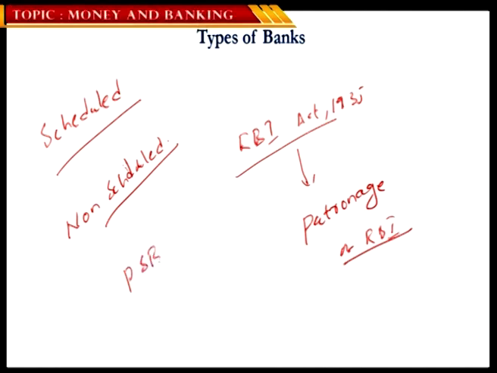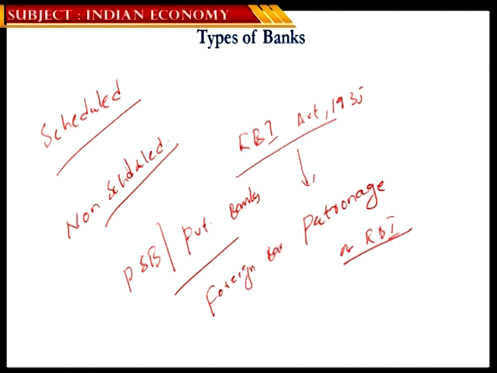Similarly, when it comes to the ownership of the banks, we again segregate the banks into public sector banks, PSBs, then private banks, and then foreign banks. Foreign banks are those banks which set up their branches or their 100% subsidiaries within India. If you look at public sector banks, recently because of the merger of a lot of banks, you might be aware that there are almost 20, isn't it? Many small banks have been merged with certain other banks.